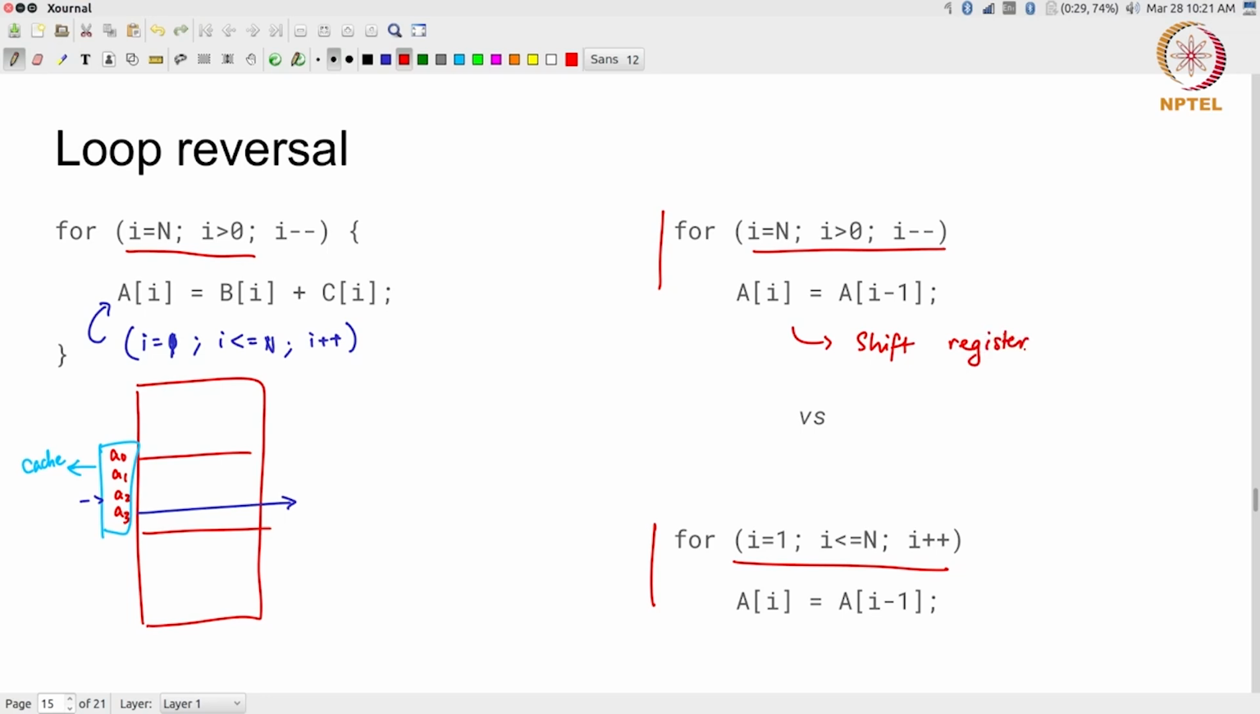What will the second one become? What happens to A of 1? It gets the value of A of 0. What does A of 2 get? The same A of 0, right? So A of 0 gets copied everywhere, right? So this is an example where it looks as though the transformation is valid, but it is actually fundamentally changing the behavior of the program. So it's not just a question of looking at the index variable and changing things around, okay.